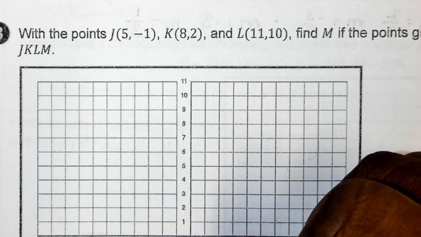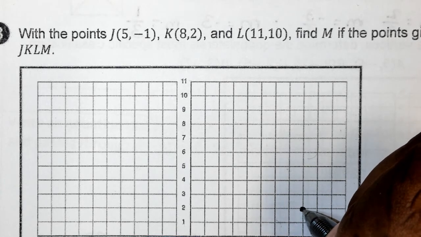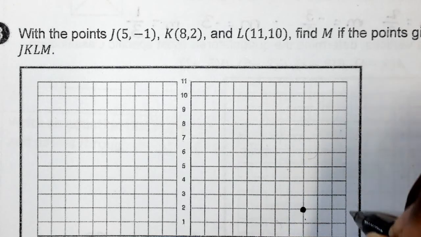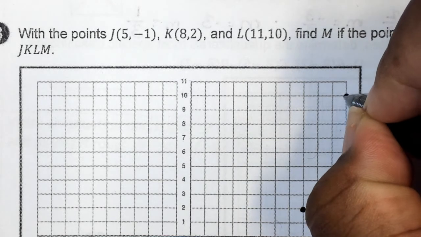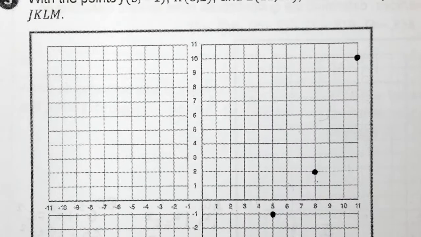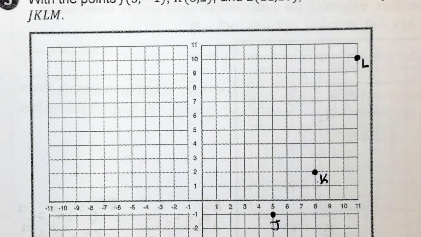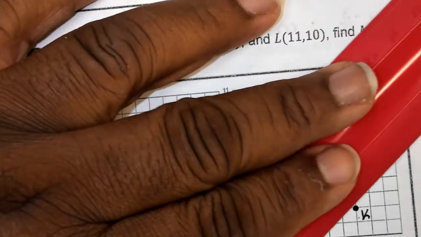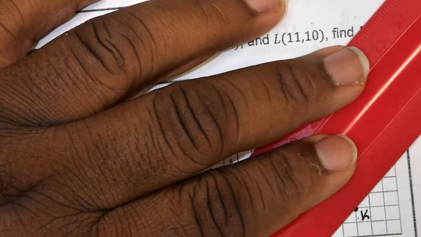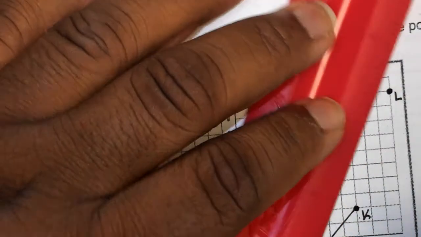First thing you should do is graph those 3 points that they give you. 5, -1, 8, 2, and then 11, 10. What I usually do, I graph those, then I'm going to label them J, K, and my L. Now, being that I don't have the 4th point, I cannot draw the whole quadrilateral right now. But I can connect the points that they told me about. Go J to K and K to L. Go in the order that they named them. J to K, K to L.